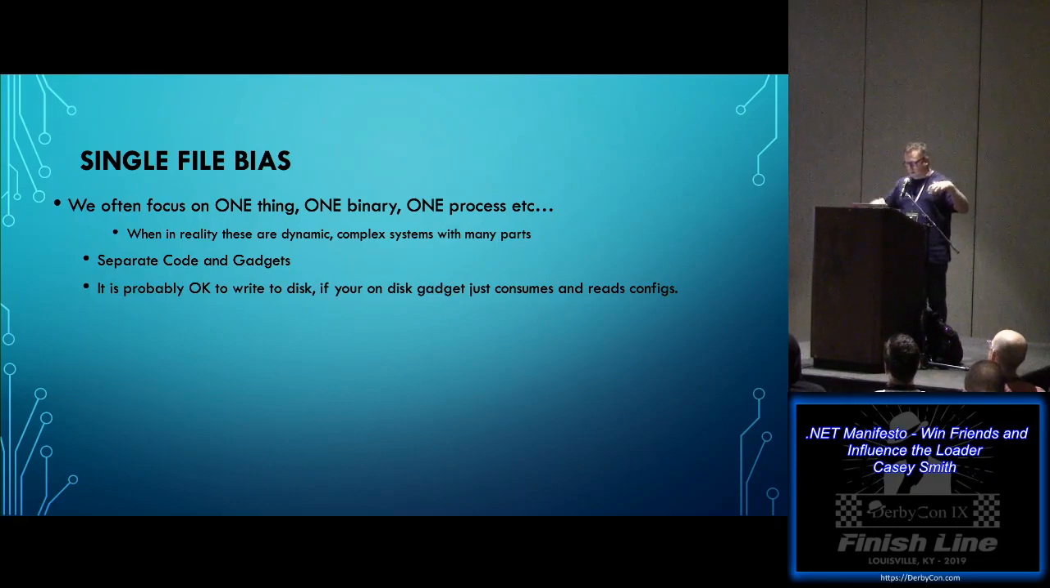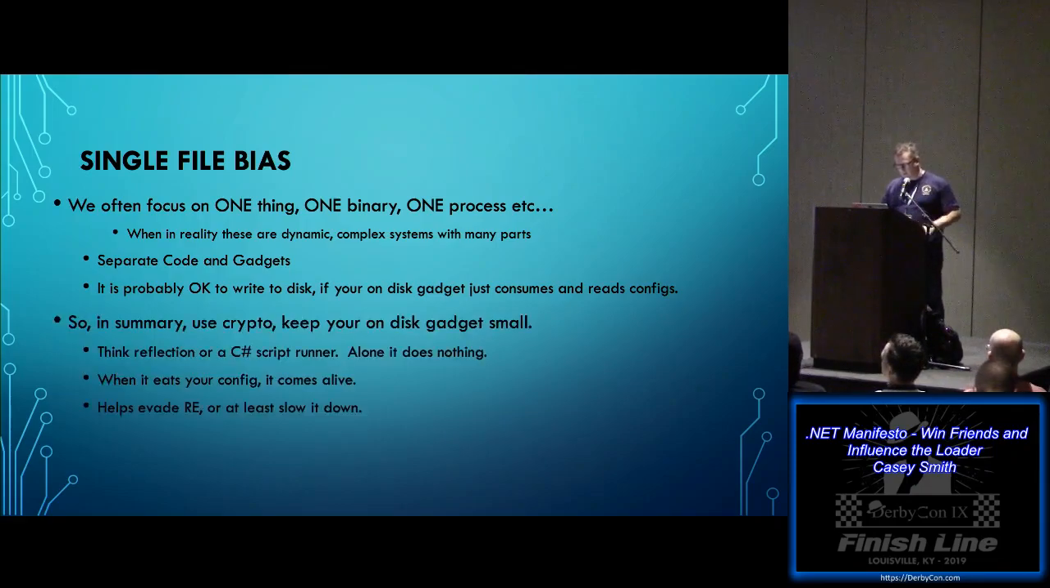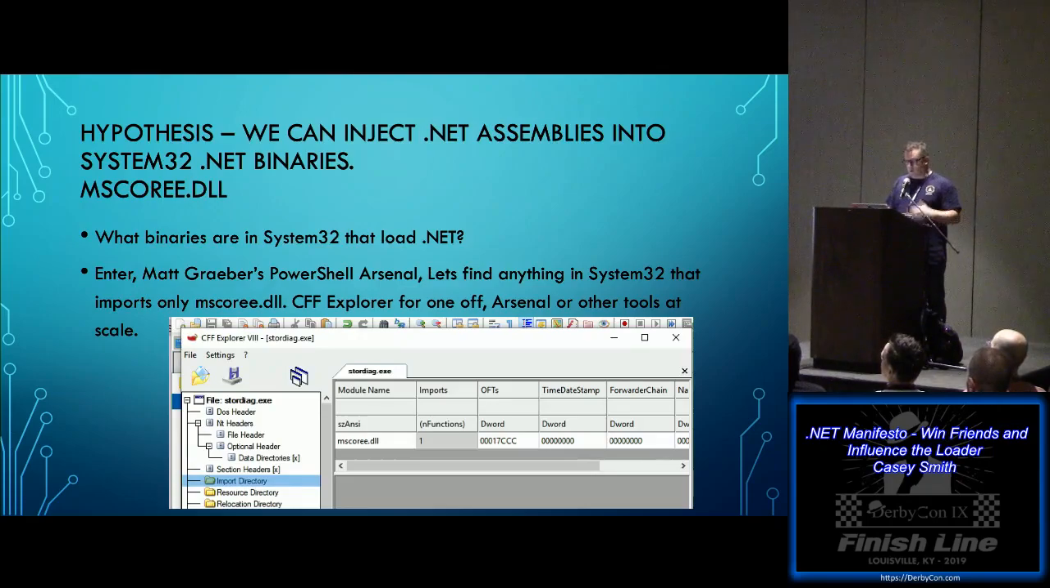It's harder to upload like 12 files to VirusTotal and get them to be analyzed all at the same time, as an example. So in summary, keep your gadget small, encrypt anything that touches disk, and it may help evade or slow down reverse engineering. So the question you may have is, what are the System32 .NET binaries?